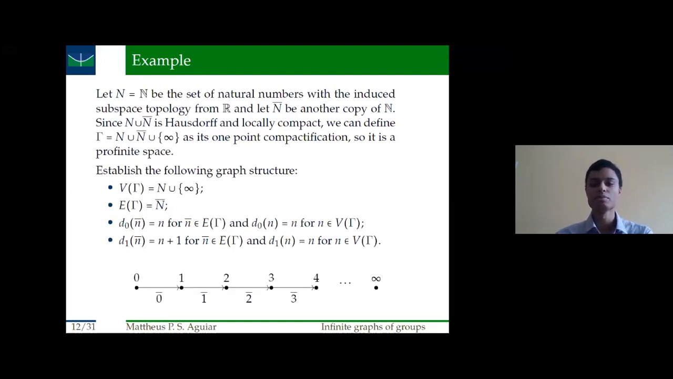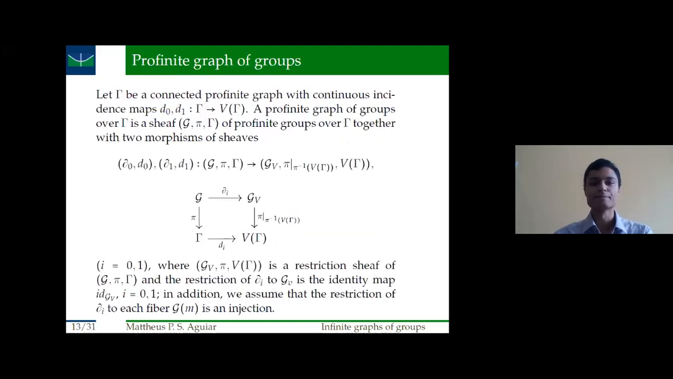So we can represent this. And now we can define a profinite graph of groups. So it's basically the same definition, but now gamma is a profinite graph, and we have to pay attention to the continuity of the incidence maps, and that the vertex set now is closed.